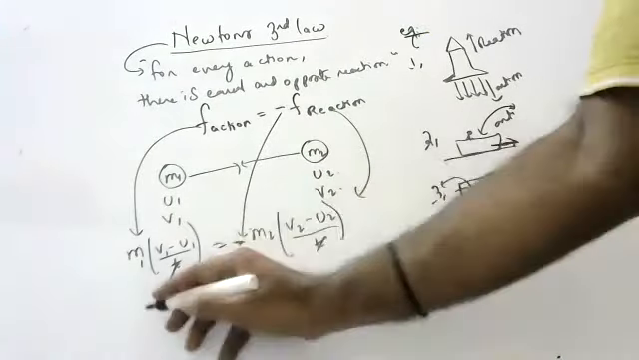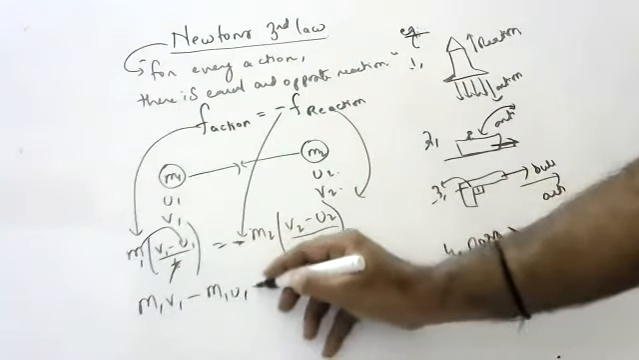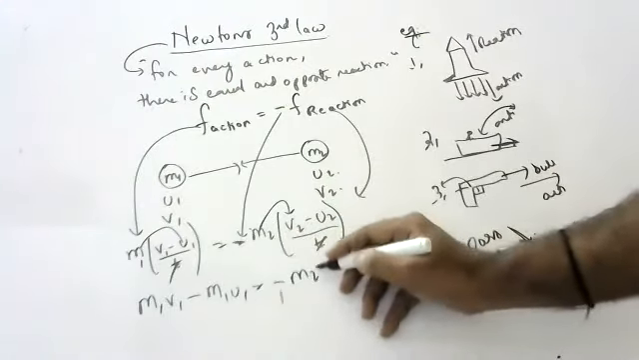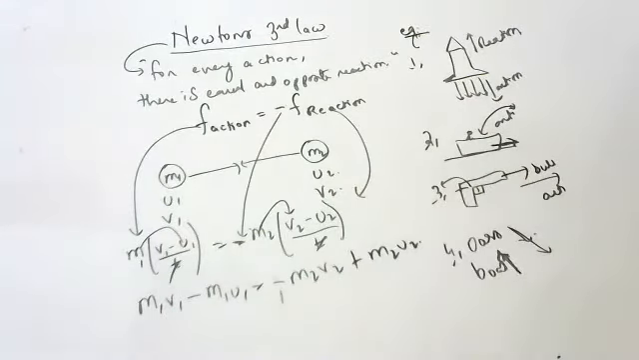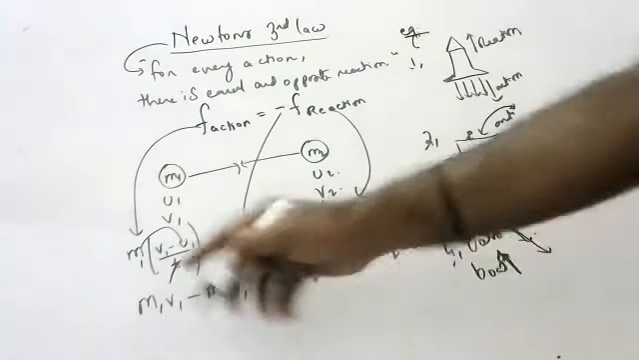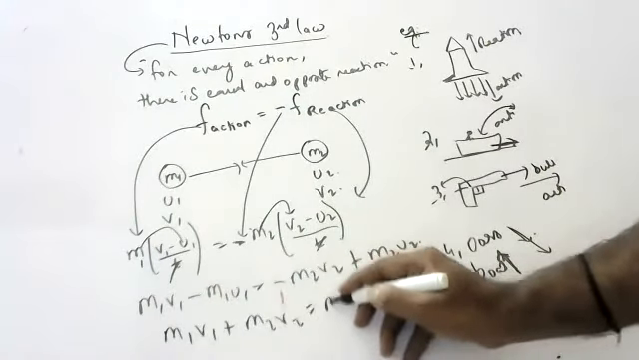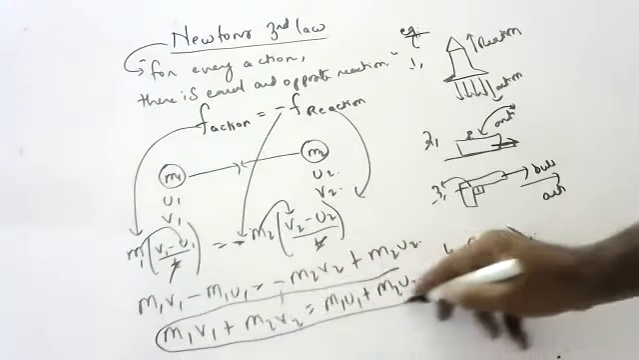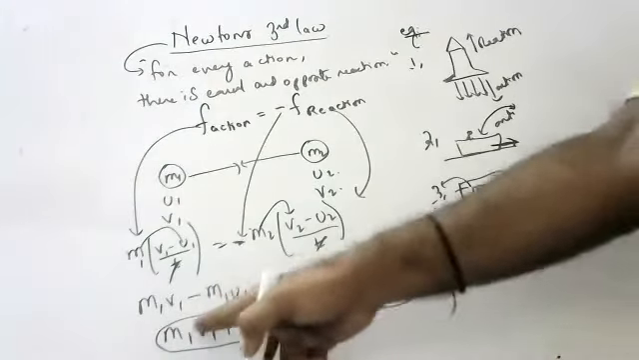So now see here, m1 v1 minus m1 u1 is equal to minus m2 v2 minus of minus plus m2 u2. Children, bring all u's onto one side and v's onto the other. Bring u here, v here. So m1 v1 plus m2 v2 is equal to m1 u1 plus m2 u2. So this is the law of conservation of momentum. This is momentum before collision is equal to momentum after collision.